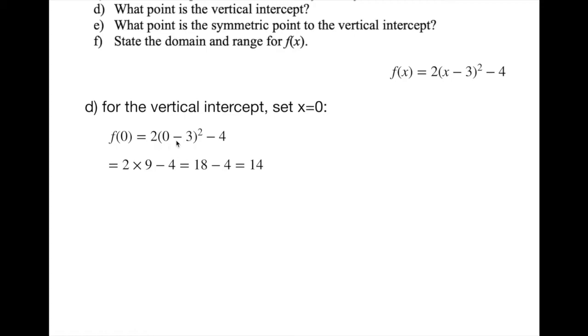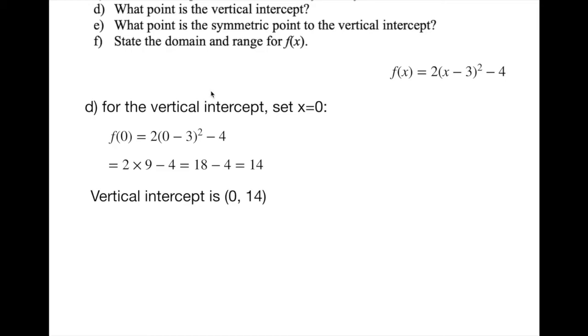So inside the bracket will be minus 3. Minus 3 squared is 9. So 2 times 9 minus 4, which is 18 minus 4, it is 14. So the vertical intercept will be x coordinate 0, y coordinate 14. So that's part D.